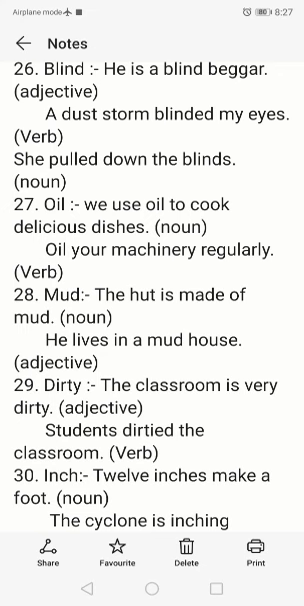And 29th, last but one, dirty. Dirty, again, is used as an adjective. The classroom is very dirty. Dirty also can be used as a verb. Students dirty the classroom. So students, they dirty the classroom. Here dirtied is used as a verb.